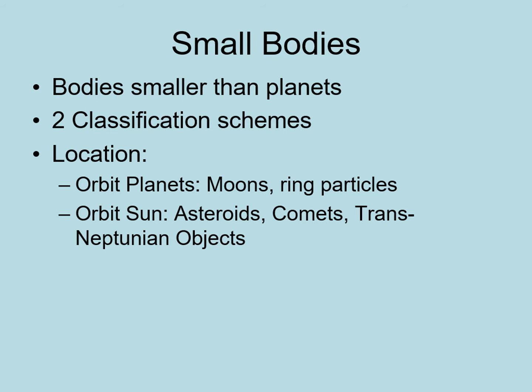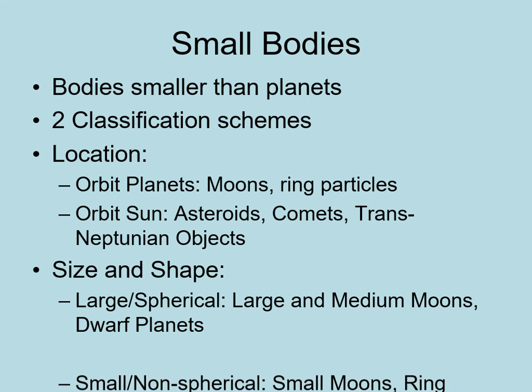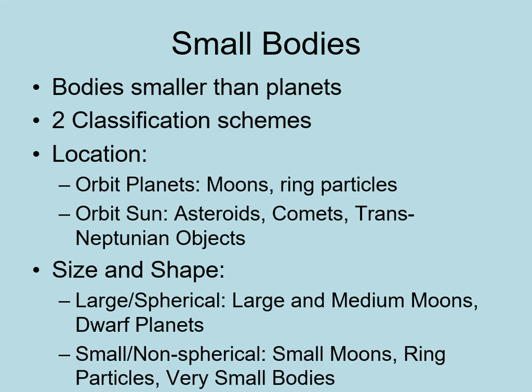However, as we've begun to explore the solar system with spacecraft and more powerful telescopes, we've come to understand that the size and shape of a small body is also an important way of classifying it. Here, the fundamental dividing line is based on whether or not the body is large enough to be spherical. On the large side, we have the large and medium-sized moons and the dwarf planets. On the small side, we have the small moons, ring particles, and other very small bodies orbiting the Sun.